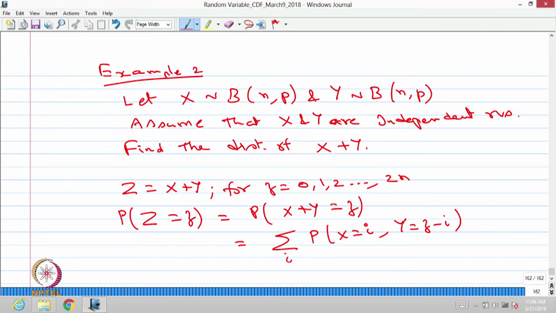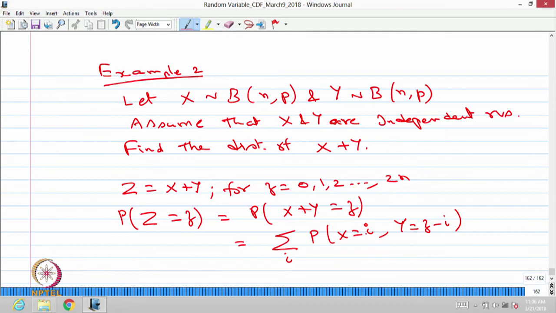I am not going to write what all the possible values of i are very clearly, because for some i the y may not be within the range of 0 to n, or x cannot be in the range of 0 to n. Therefore, only whenever x takes values 0 to n as well as y takes values 0 to n will you have some joint probability mass function. Otherwise, those probabilities are going to be 0. Therefore, I am not going to write the possible values of i. I leave it as it is.